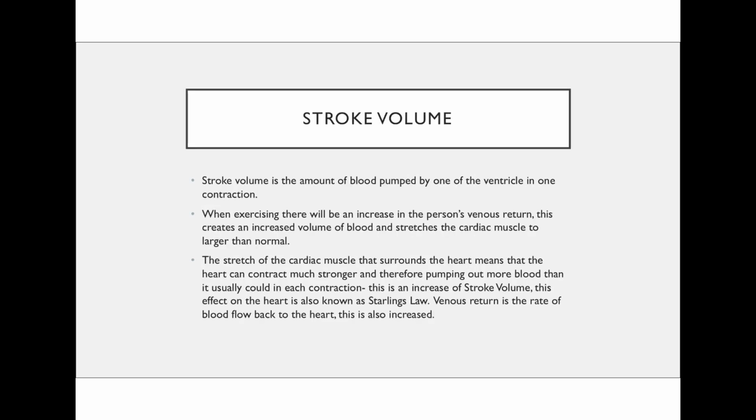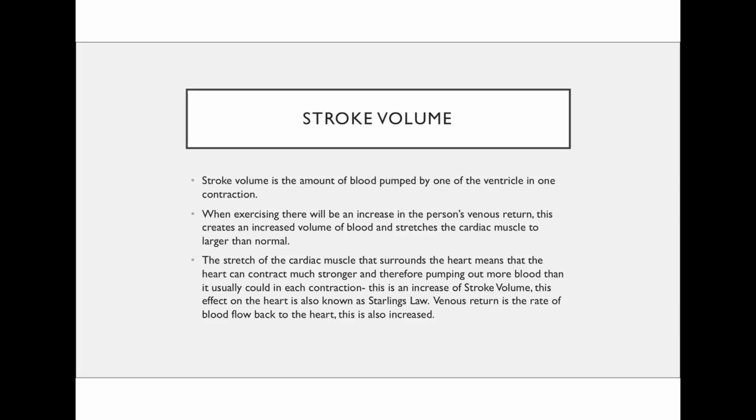Stroke volume. Stroke volume is the amount of blood pumped by one of the ventricles in one contraction. When exercising, there will be an increase in the person's venous return. This creates an increased volume of blood and stretches the cardiac muscle to larger than normal. The stretch of the cardiac muscle that surrounds the heart means that the heart can contract much stronger and therefore pump out more blood than it usually could in each contraction. This is an increase of stroke volume.